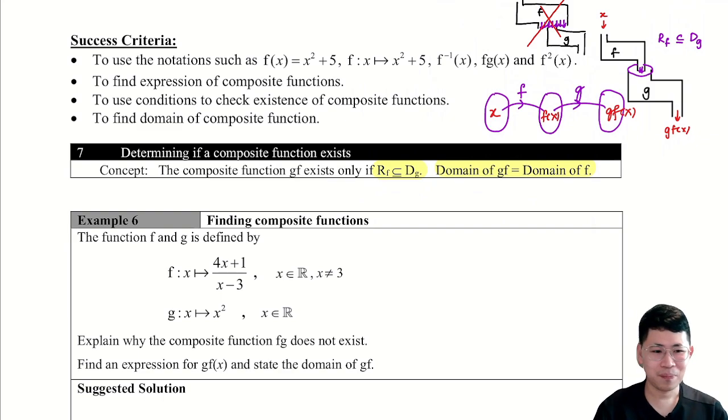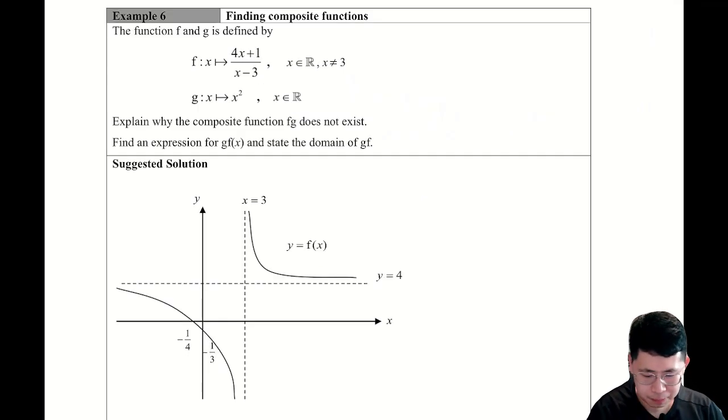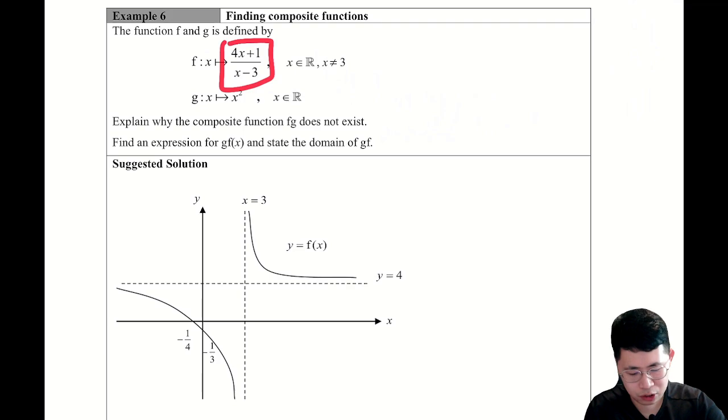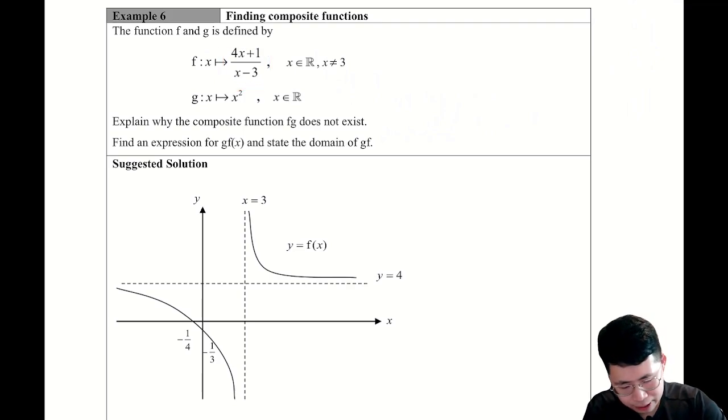Now let's take a look at example 6, where we want to determine whether the composite function exists or not, and then find the expression of the resulting composite function. We have functions f and g defined like this. f over here is (4x + 1)/(x - 3). Once again, I want you to recognize what form this is. This form is actually our rectangular hyperbola.